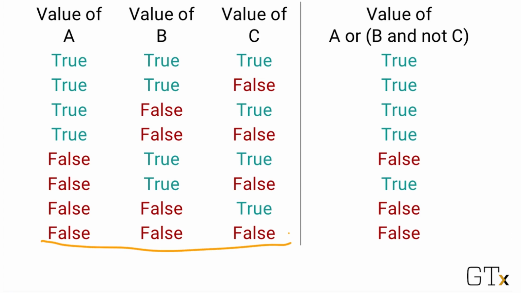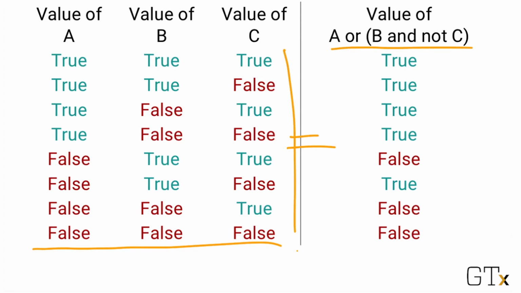Now this table is going to have 8 rows because there's 8 possible combinations of A, B, and C. They could all be true, they could all be false. Any pair of them could be false while the other is true, and any pair of them could be true while the other one is false. So here on the left, we're just defining all the possible combinations of those 3 variables. On the right, we want to evaluate that logical expression based on a certain combination of those 3 values.